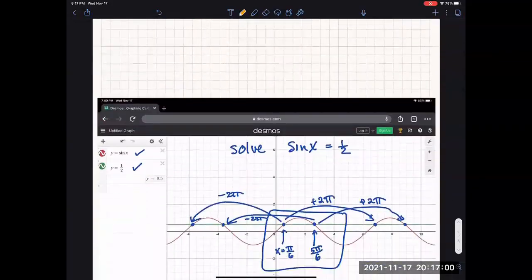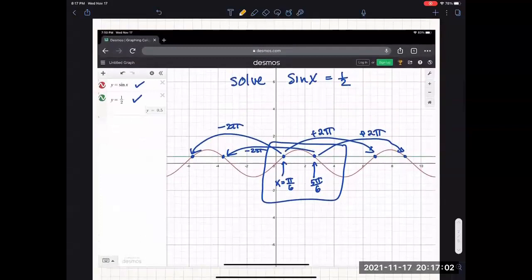And so if I go to the graph, for example, and I look at the root solution that I would get from the inverse sine function, it's at pi over 6. I've got too much stuff on here. Let me erase some of this.